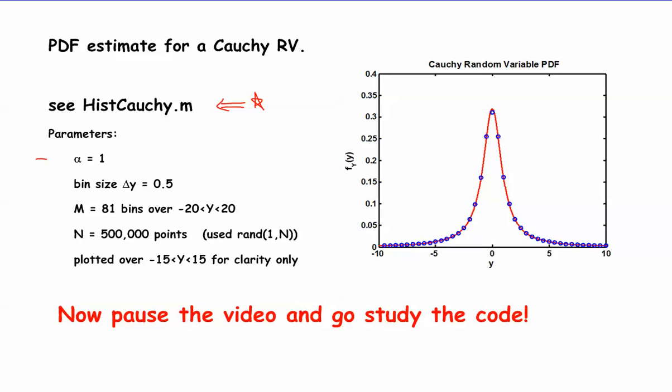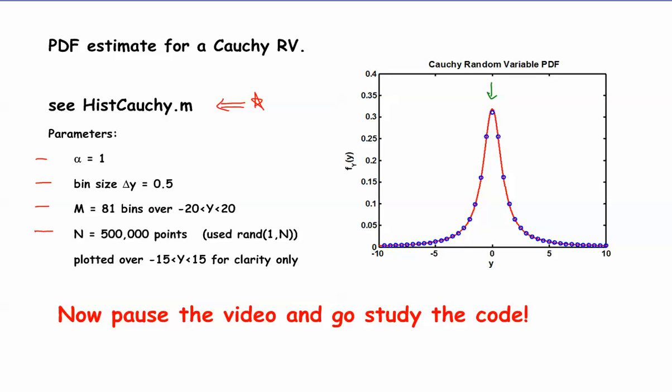Alpha was 1. Remember, that's one of the assumptions for this particular analysis. After a lot of fiddling, until it looked good, I chose a bin width of 0.5. I ended up using 81 bins over a range of minus 20 to 20. Sometimes you end up with an odd number of bins if you are interested in a symmetric probability density function, which includes a bin right at 0. So it's 40 bins to the left of 0, 40 bins to the right of 0, and 1 right at the origin. A lot of times you end up with an odd number of bins when you straddle the origin.